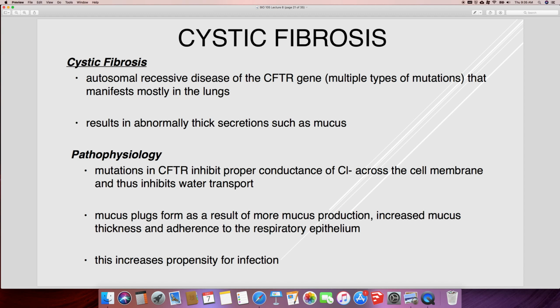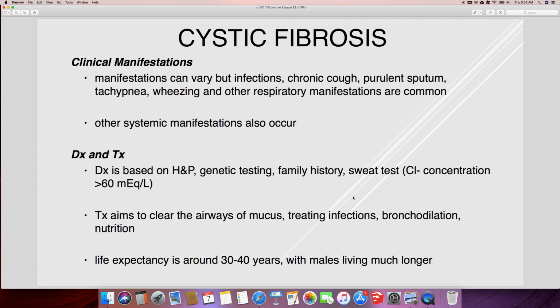And, of course, mucus is thick because of the lack of water. Since it's thick and kind of sticky, it adheres to the respiratory epithelium. This is a big precursor to infection. So manifestations: infections are common, chronic coughs, purulent sputum, tachypnea, wheezing, other respiratory manifestations, as well as systemic manifestations.